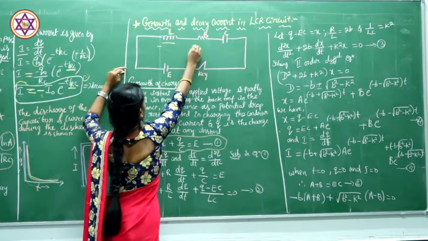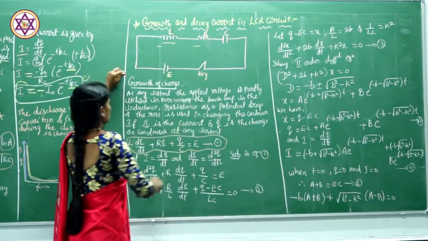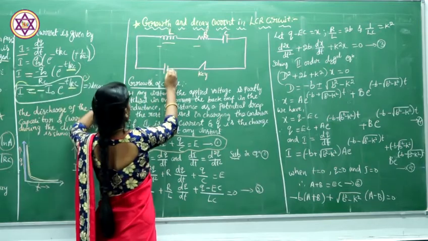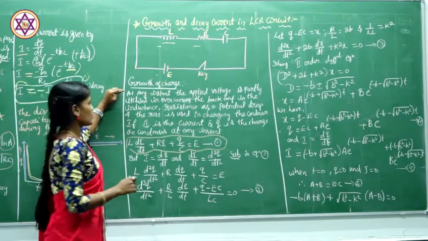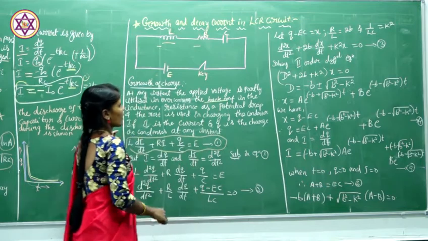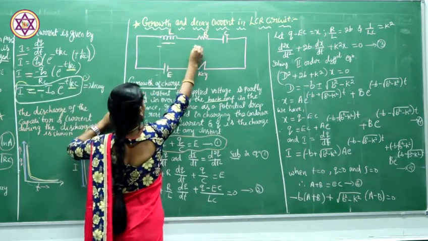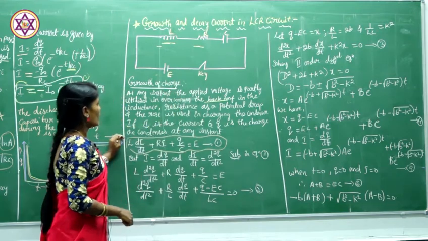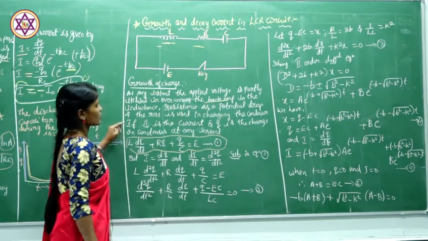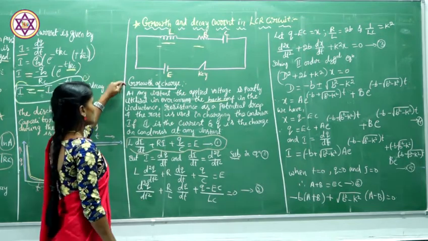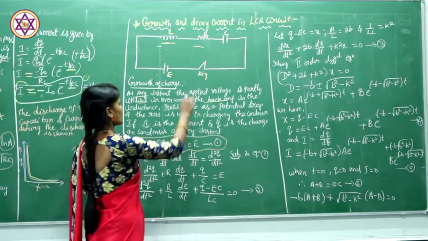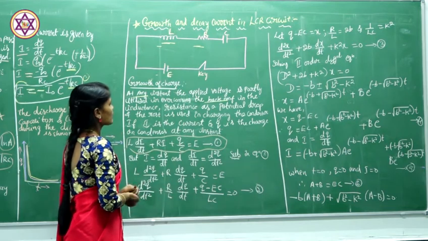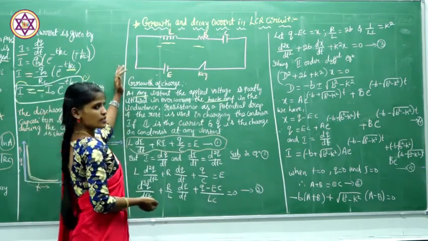Here we have inductance, resistance, capacitor, EMF and then a key. At any instant, the applied voltage is partially utilized in overcoming the back EMF in the inductance and the resistance as a potential drop, and the rest is used in charging the condenser.